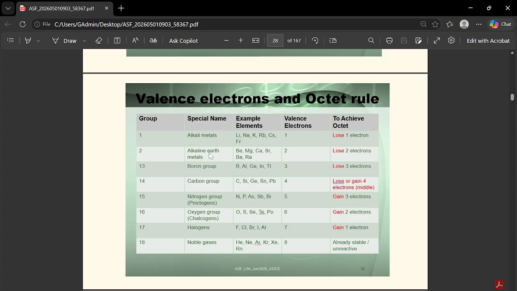Your carbon group, which either loses or gains 4 electrons. Followed by your nitrogen group, which gains 3 electrons. Your oxygen group, which gains 2. And then your halogens, which gain 1 electron, followed by your noble gases, which are already stable, so they don't really have to gain, lose, or share any of these electrons.